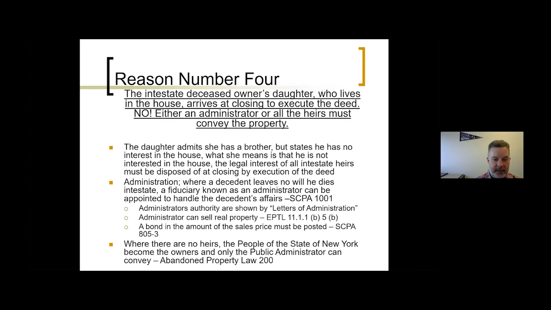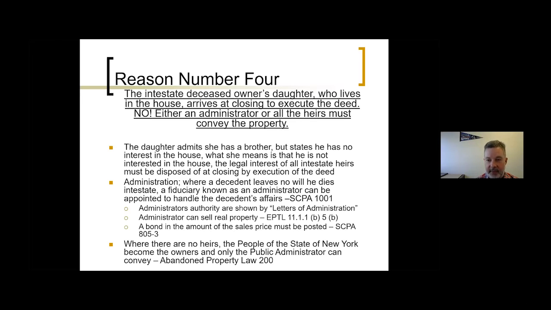The intestate deceased owner's daughter, who lives in the house, shows up at the closing to execute the deed. No, we need an administrator. If the decedent died intestate, that means without a will, obviously, we would need an administrator appointed. We need letters of administration. Or we could take a deed from all the heirs at law if the 2-year period has passed. So in this scenario, you've got a daughter who comes to the closing, wants to sell. She says she has a brother, but states he has no interest in the house. What she means is that he's not interested in the house.